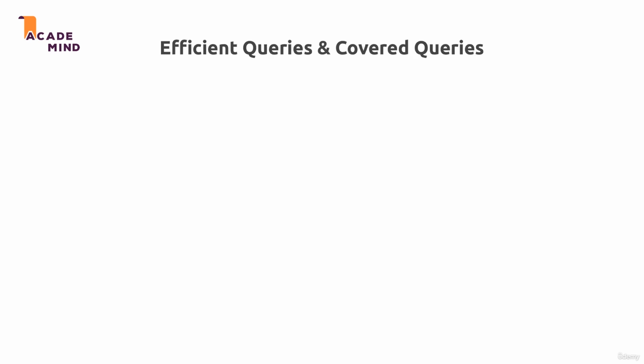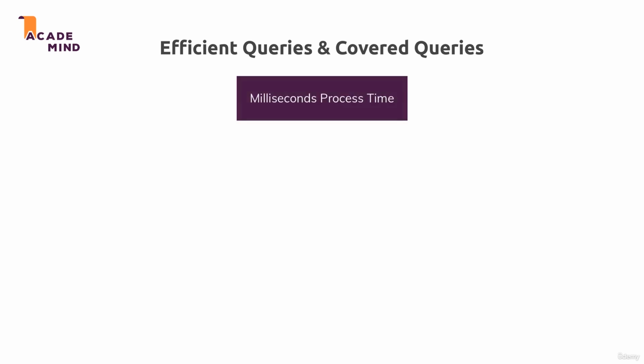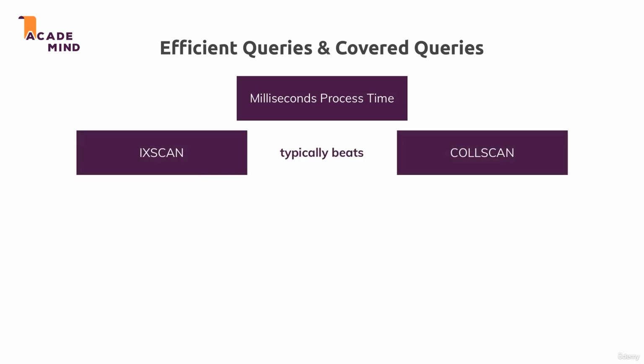For determining whether a query is efficient, it's obviously interesting to look at the milliseconds process time and also compare this to a solution where you don't use an index, so that you'll also have a look whether index scan really beats a collection scan, which it typically does though, but I did already show you some use cases, in cases where you fetch almost everything, where the index scan can be slower.